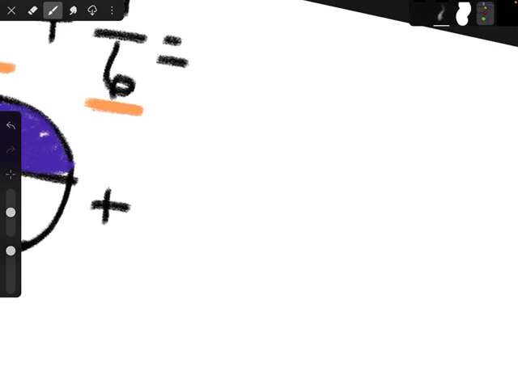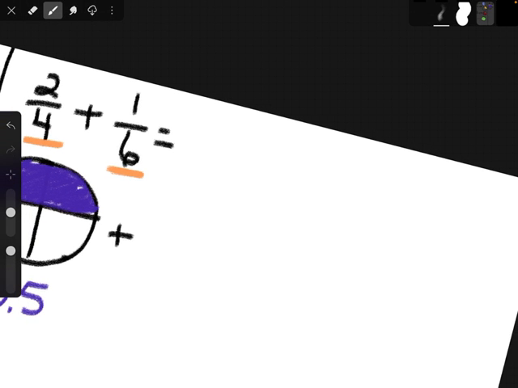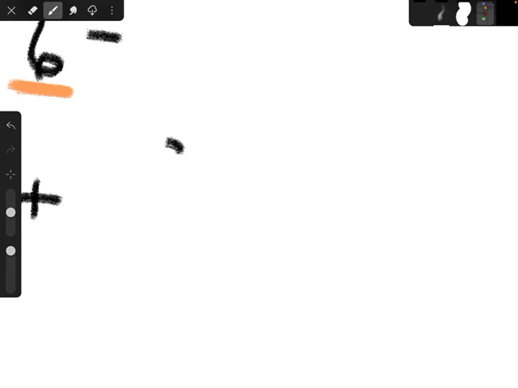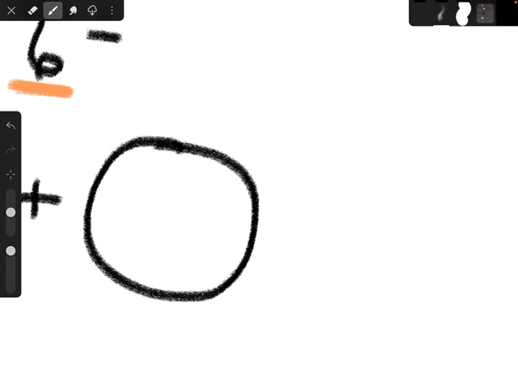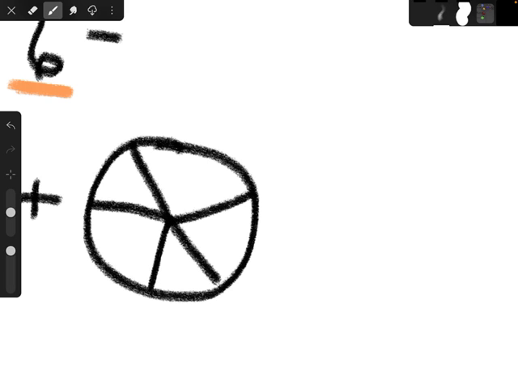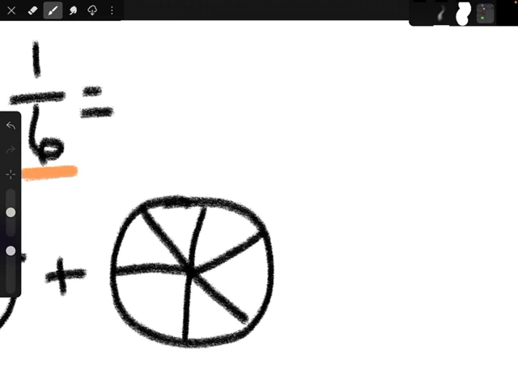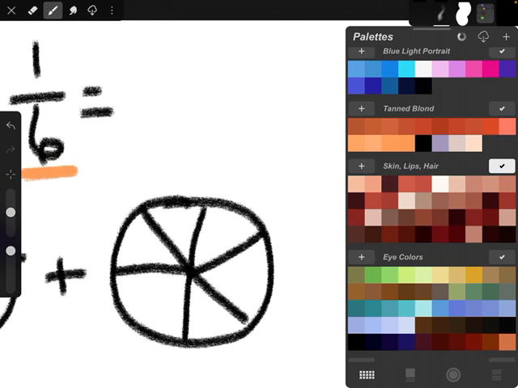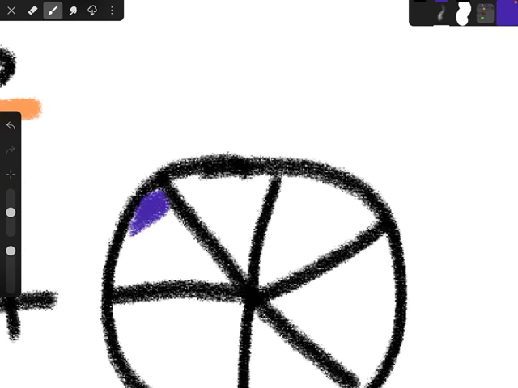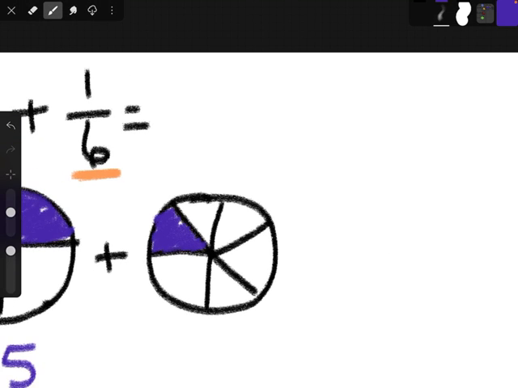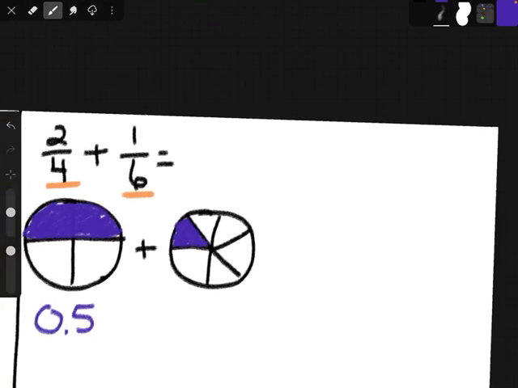I'm having a hard time drawing perfectly. Okay, so now let's draw the other pie. How many slices do we need? 6 slices. So 1, 2, 3, 4, 5, 6. And 1 slice is gone. You can say gone, you could say still here. The point is, 1 slice is shaded.